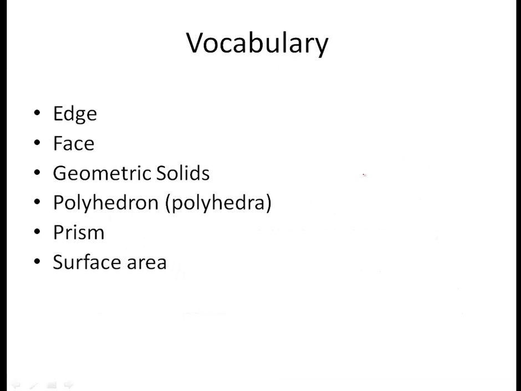So our vocabulary that you're going to learn in this lesson are: what's an edge? What's a face? We're going to learn geometric solids and polyhedron, or polyhedra. We're going to learn what a prism is and what surface area is. I think most of you know what most of these are. We'll go into greater detail in the lesson.